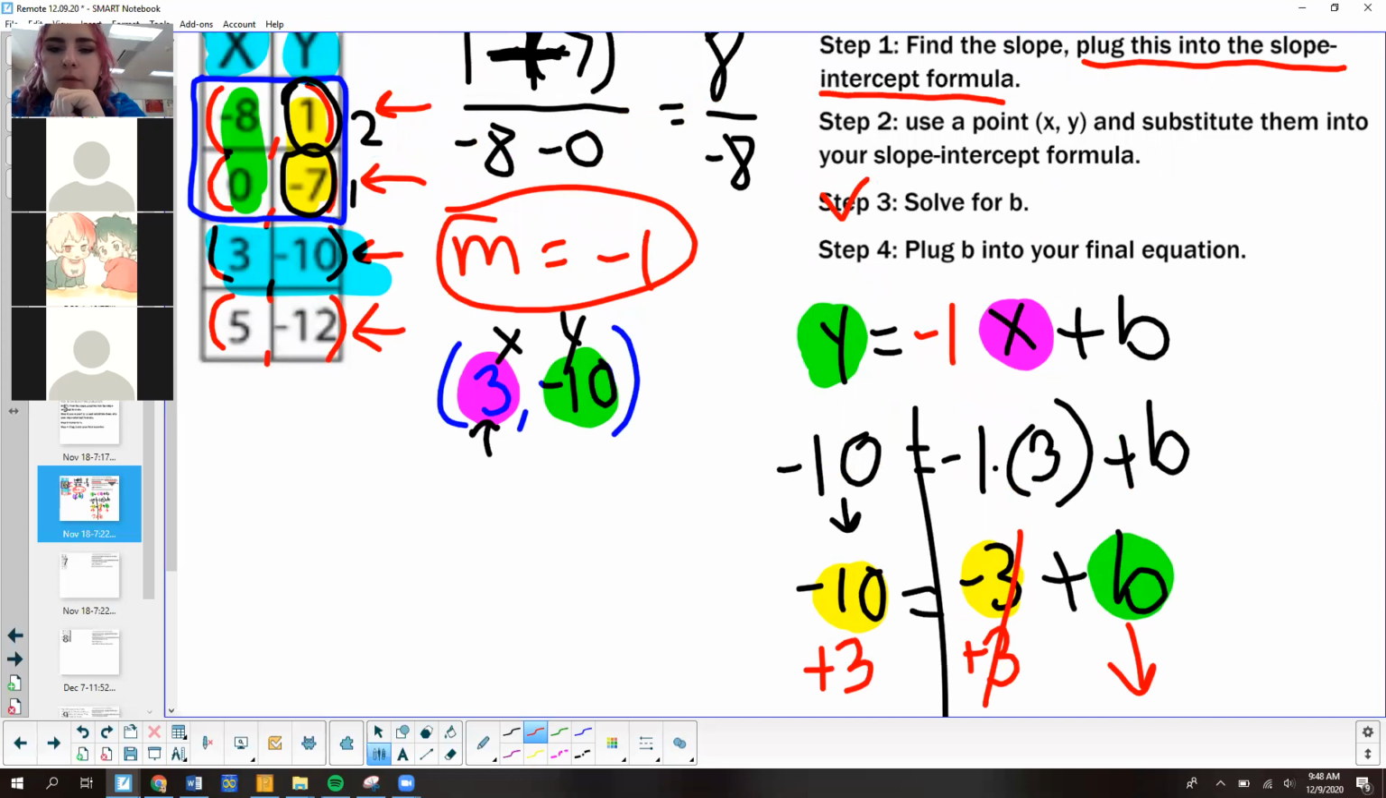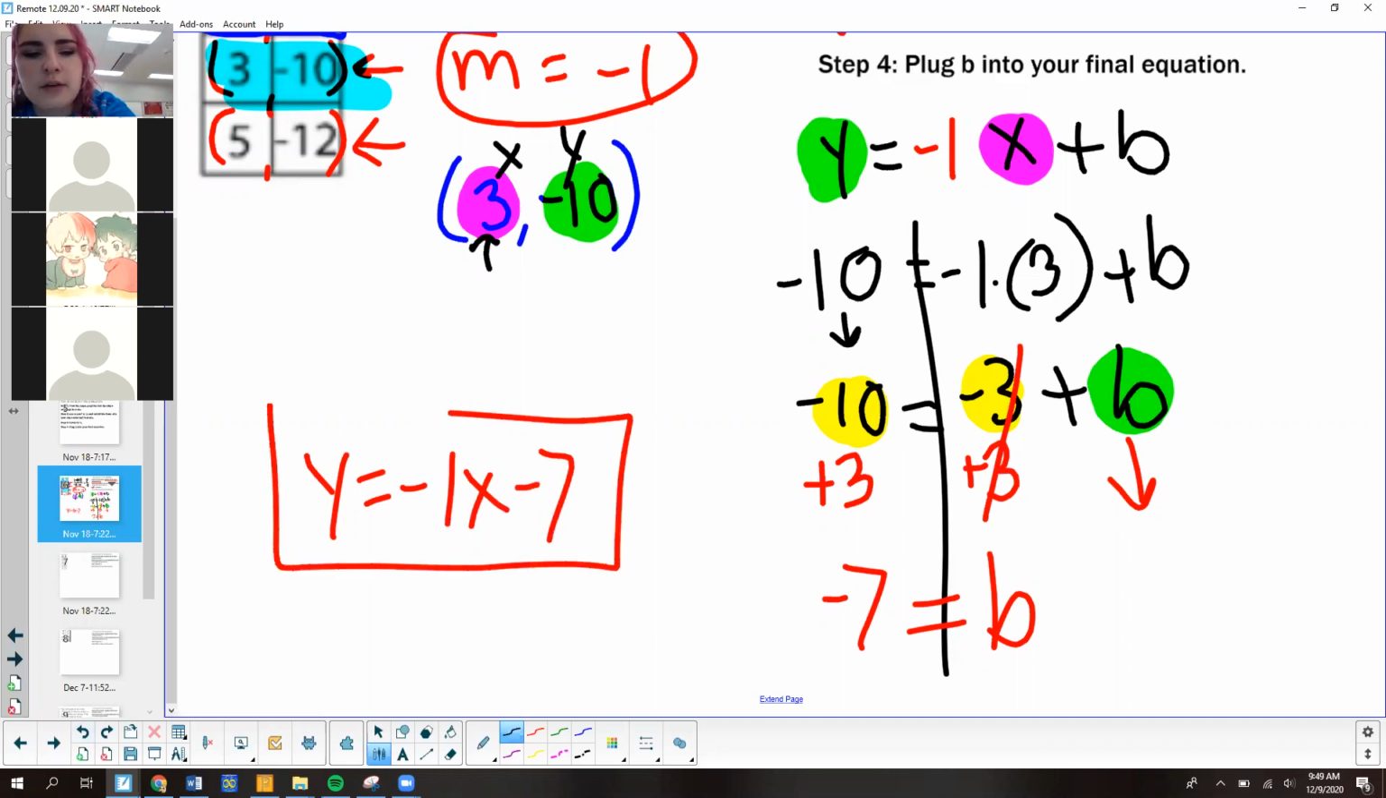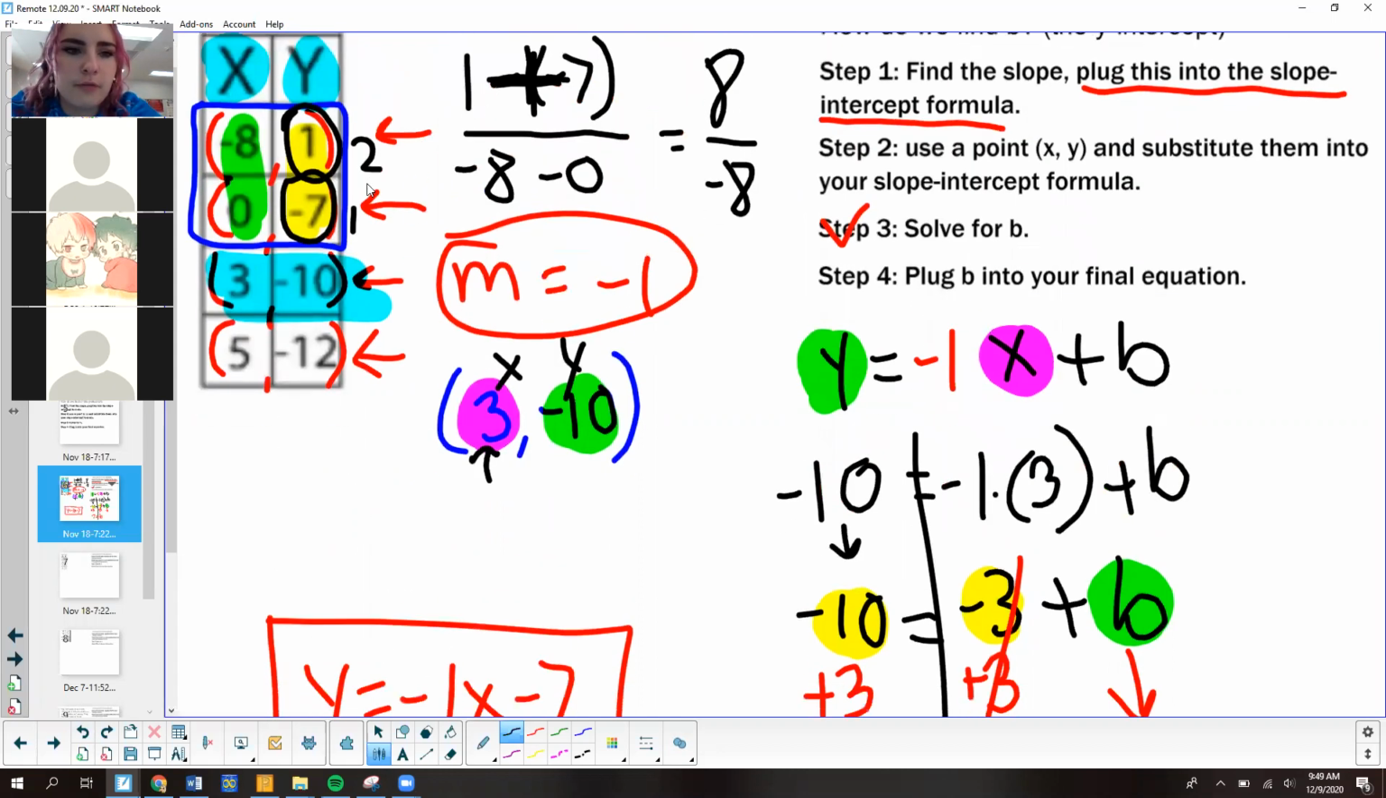Step 4, plug b into your final equation. So I've got y equals mx plus b. Our m that we found was negative 1, so negative 1x, and my b is actually negative 7. So instead of being a positive, it's going to be negative 7. So we're going to have y equals negative 1x minus 7. That's going to be our equation for this table.